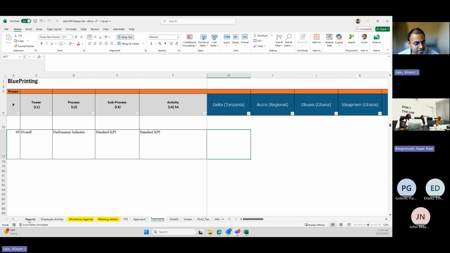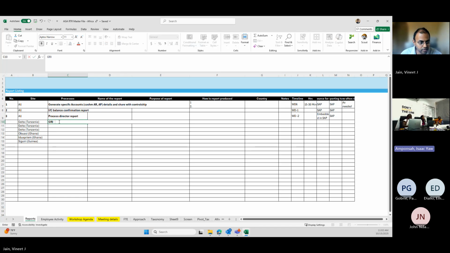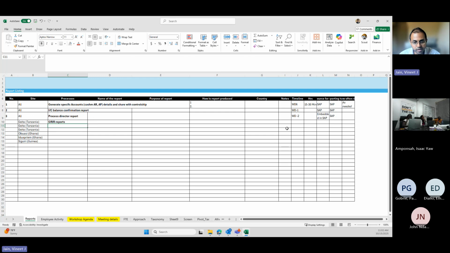It also, at the end of the month, GRIR is a good part of your idea. Okay, so I've noted this as well. So timelines is close to work.